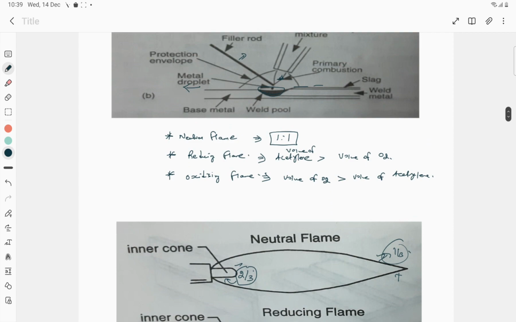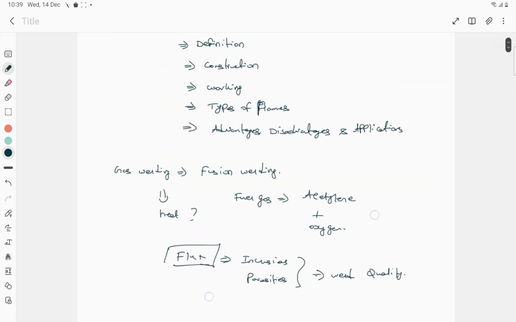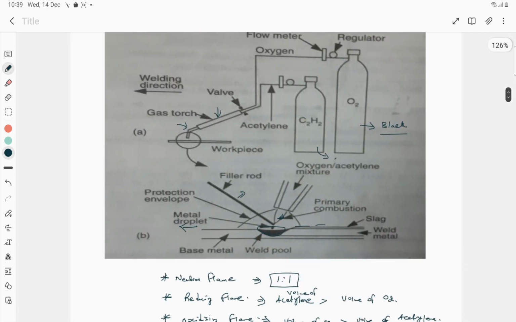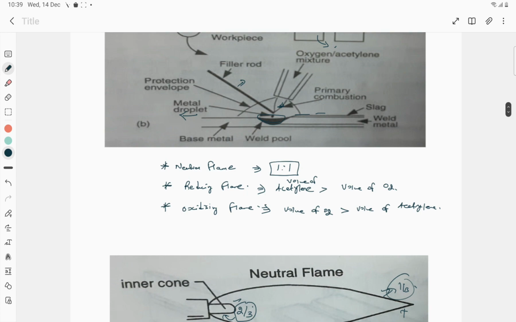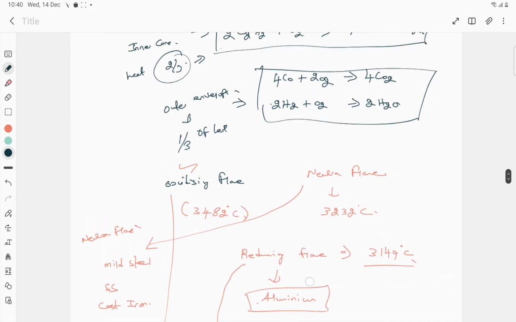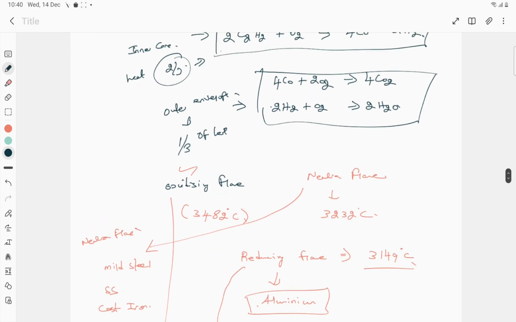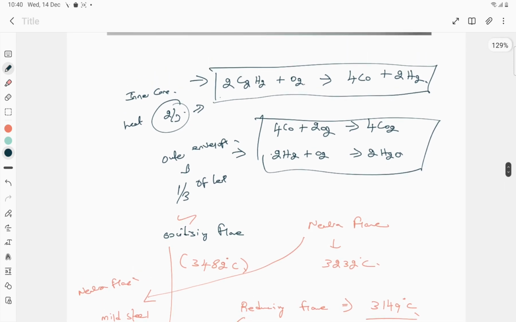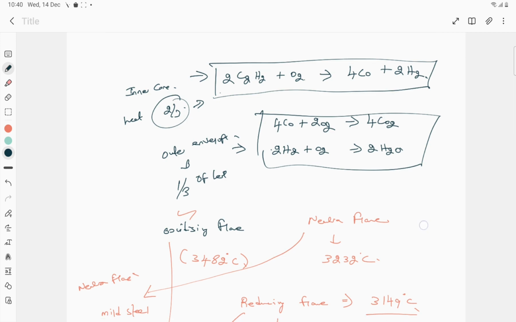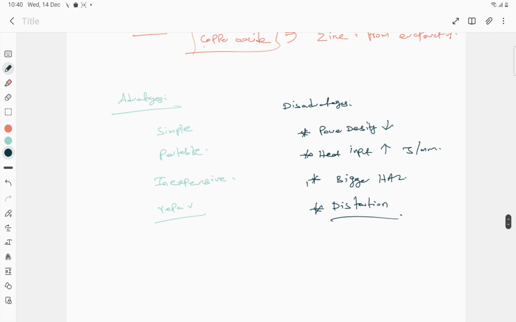To summarize, we have just understood what is gas welding, and we have seen the construction aspect of gas welding, then working principle, and types of flame based upon the volume of oxygen and acetylene, and the reaction that generally occurs in the inner cone as well as the outer envelope, then advantages and disadvantages of gas welding.